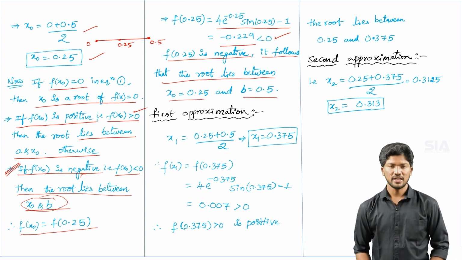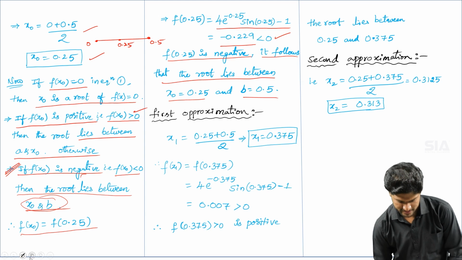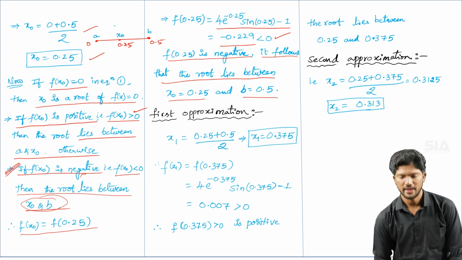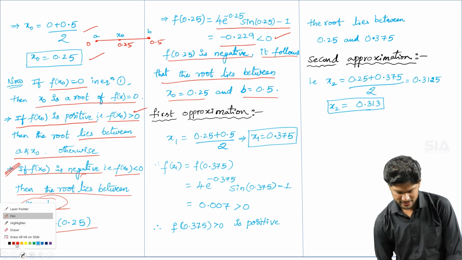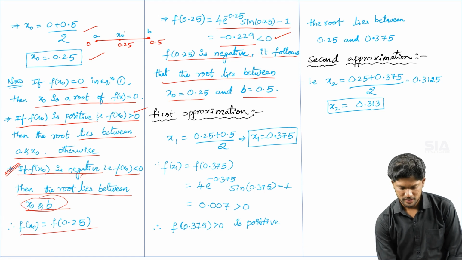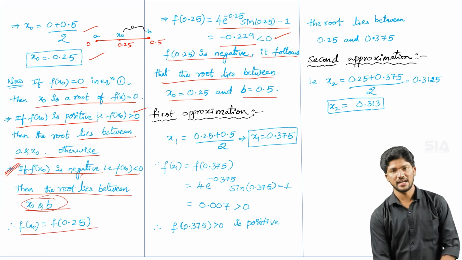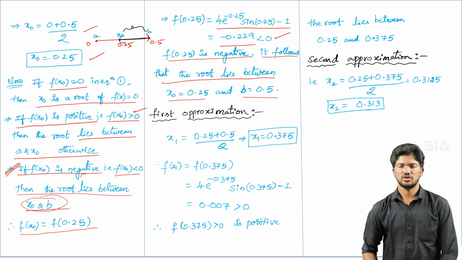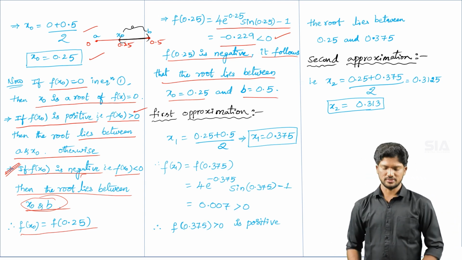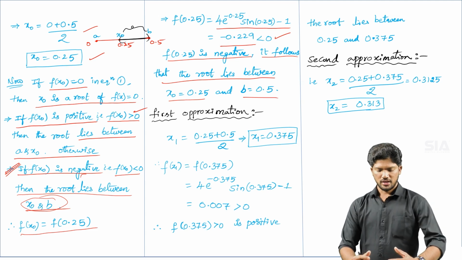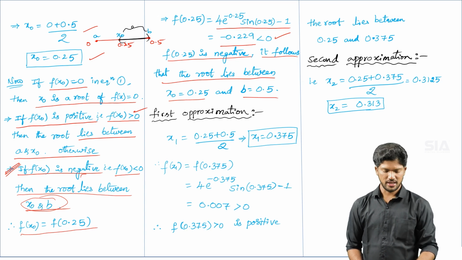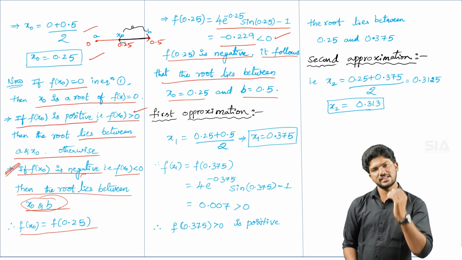What is the x naught value? 0.25. You can clearly see here, this one is x naught, this one is b and this one is a. Now the required root lies in between these two values, from 0.25 to 0.5. So now you have to consider x naught as a, and b is equal to 0.5 itself.